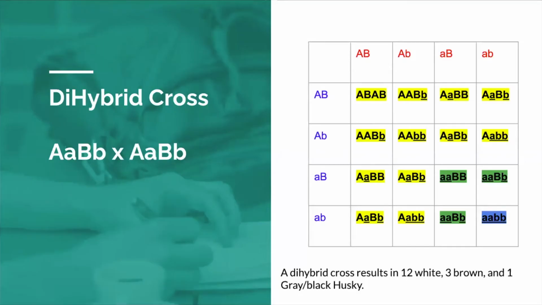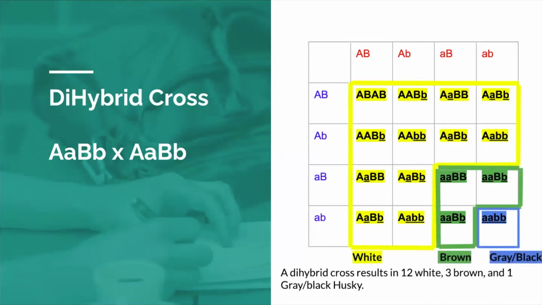So if we had a dihybrid cross, or parents with the same genotypes or the same genes, this is what it would look like. A dihybrid cross with single dominant epistasis has a 12:3:1 ratio. So we would have 12 white, 3 brown, and 1 gray-black husky, which could be Koko.